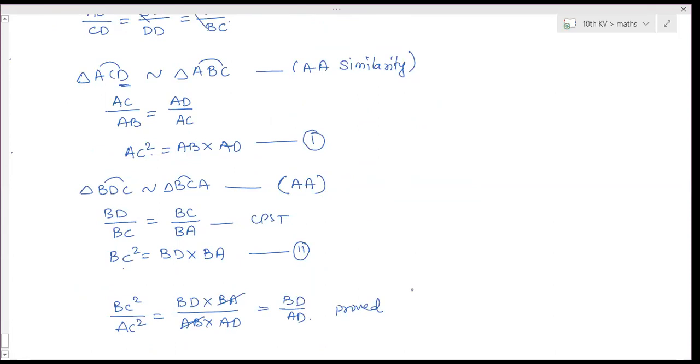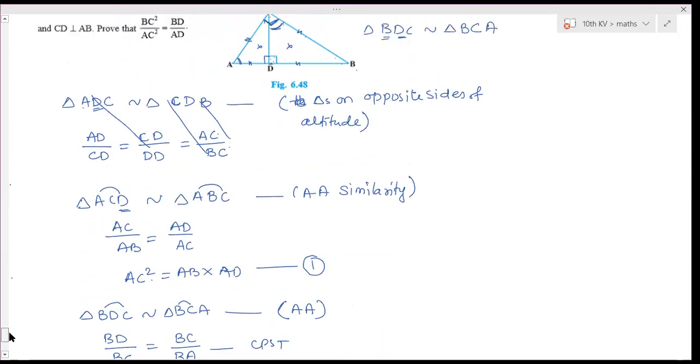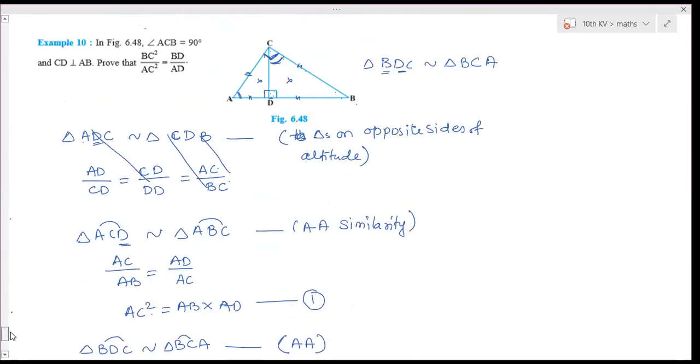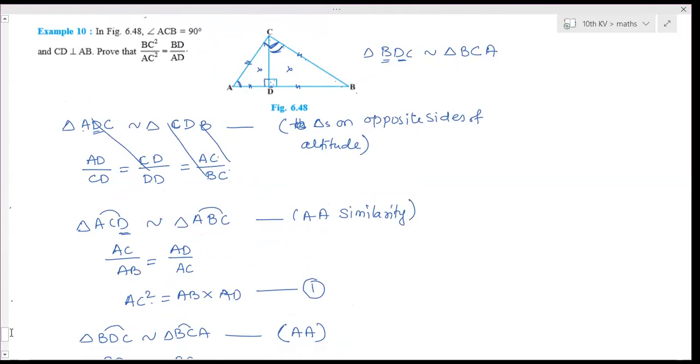Is this clear? Yes, ma'am. Write down this.